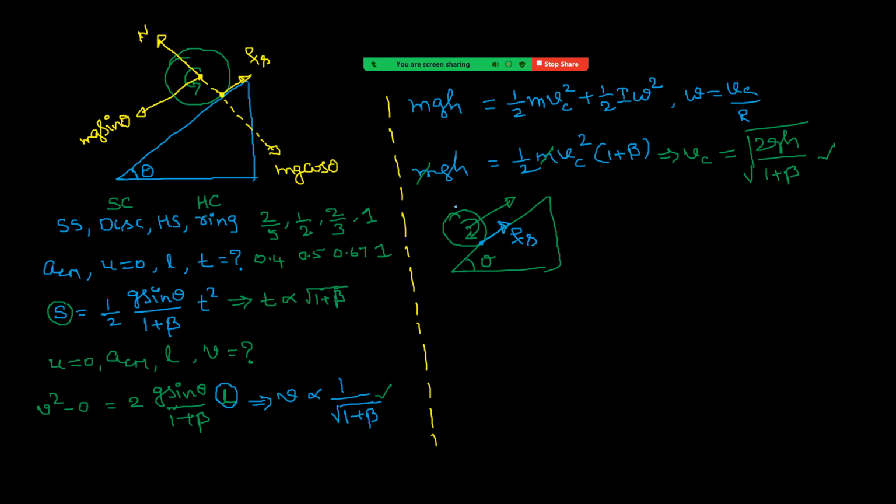So the conclusion is that whether the body is rolling up the incline or rolling down the incline, the frictional force on the body will be up the incline. This question was asked once in a previous IIT. So in both cases, the frictional force on the body is up the incline.